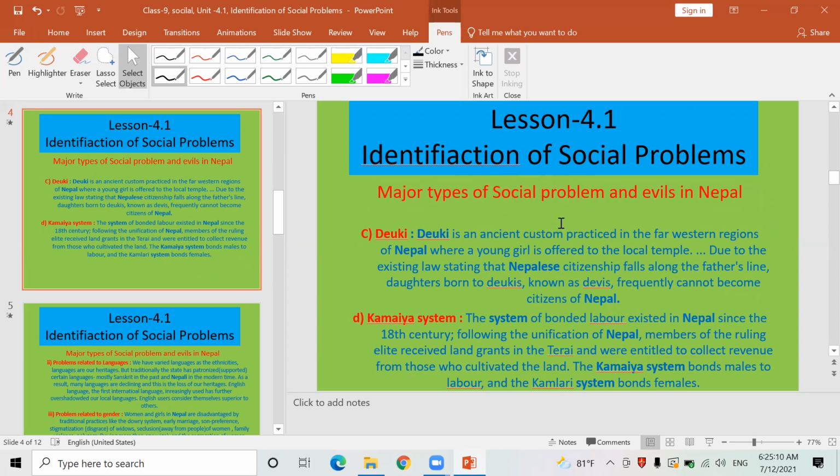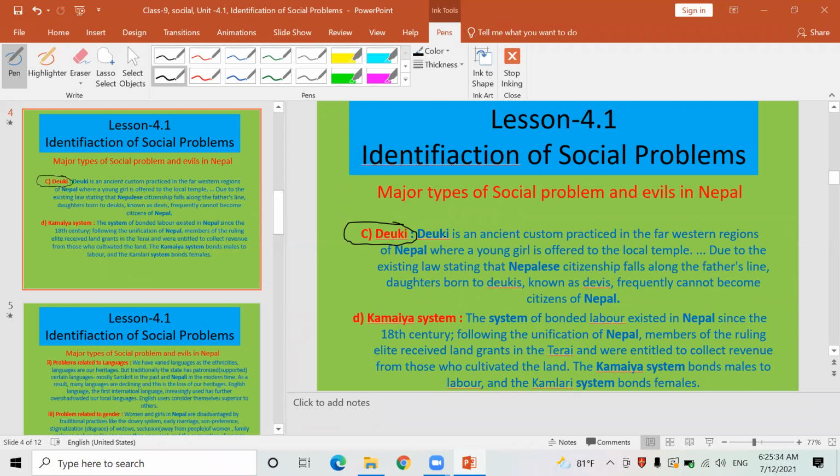Yes, we are discussing the identification of social problems. We are trying to identify and recognize different levels of social problems existing in Nepal. Now, this is also a social evil. Look, this is also a social evil. Try to identify and recognize, and differentiate between social problems and social evils.